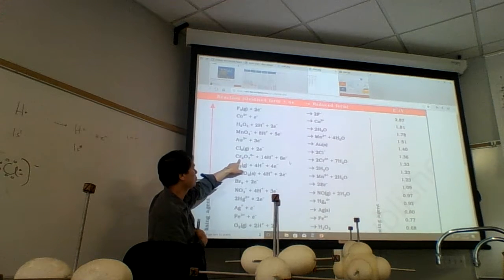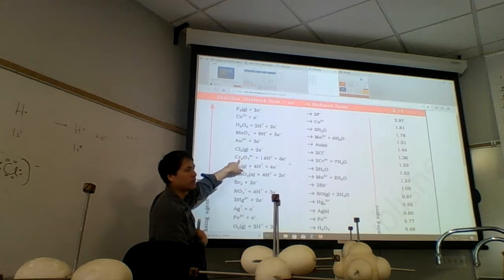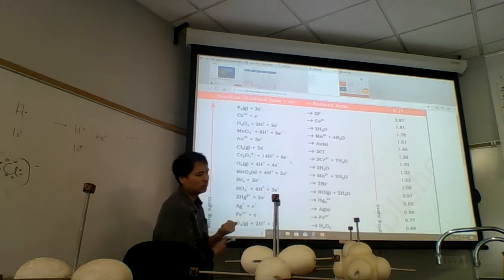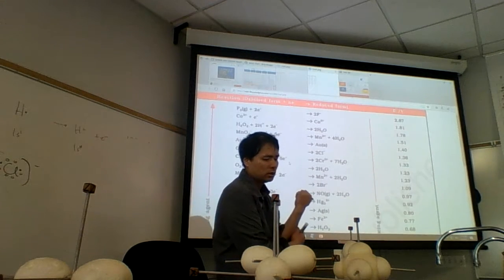No. Dichromate, chromium's in the +6 in dichromate. This is called chromium 6. Dichromate and chromate are both +6. This chromium 6 has a checkered history.